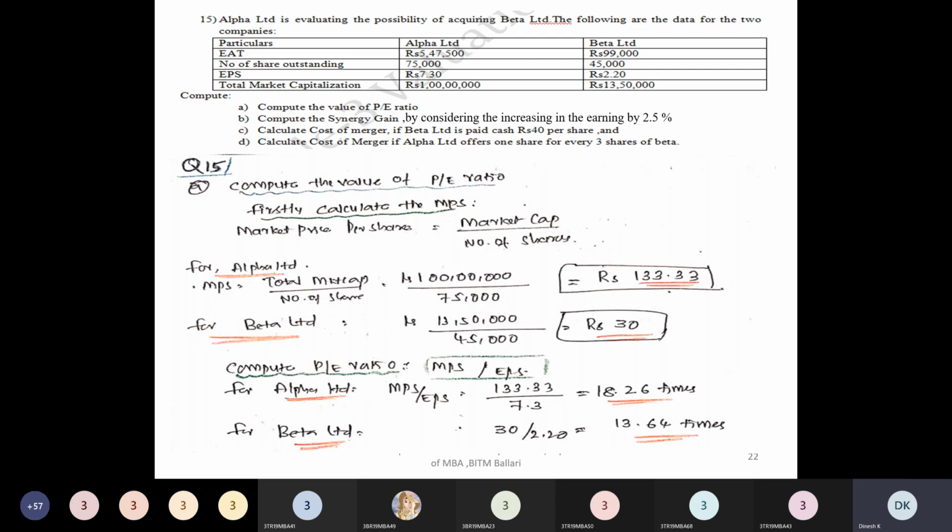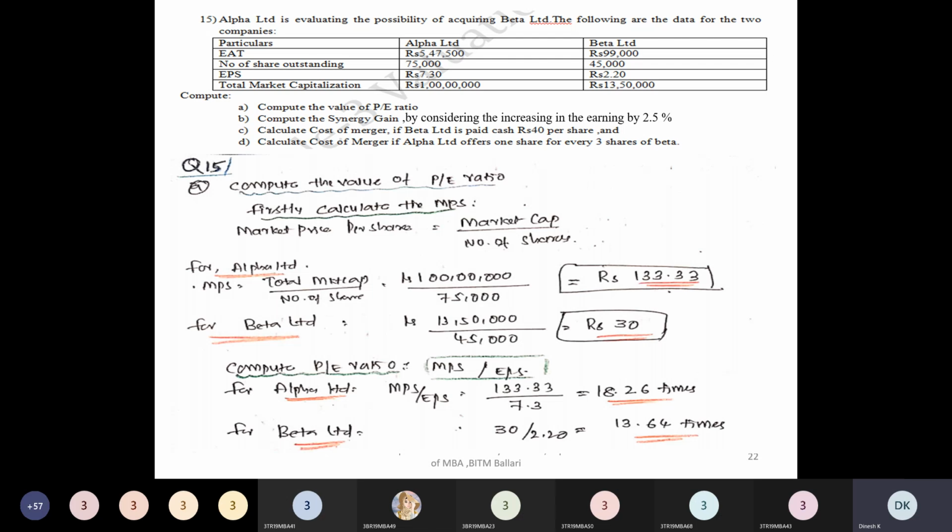The PE ratio formula is market price per share divided by EPS, right? So PE ratio equals market price per share divided by EPS. If you want to know the market price, the alternative way of calculating it is to take the product of earnings per share multiplied by PE ratio. So either you multiply PE ratio by EPS, you will get market price per share, or the total market capitalization divided by number of shares gives you the market price per share. Either of these two ways, you will get market price per share, right?